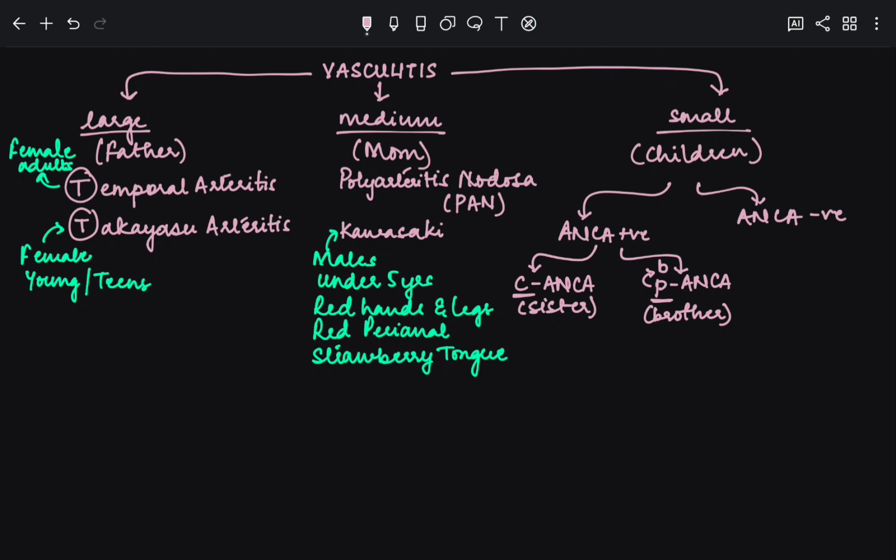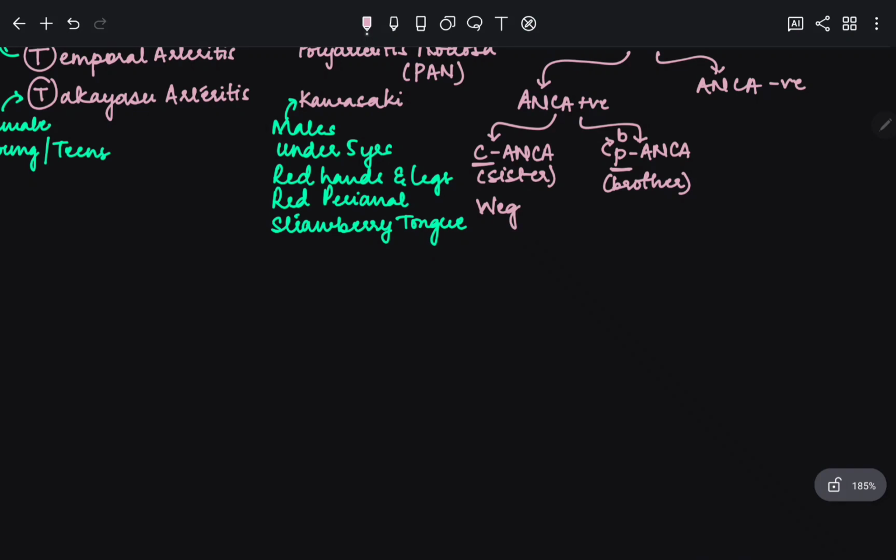So the sister has a tagline called we are Gen Z or we are the Jenners. So we Jenners, Wegener's disease is C ANCA positive. Now the brother is the younger child, as I mentioned, hence he is microscopic. And since we flipped the P to make it a B, therefore we have to give P its importance, its respect. Hence, we start the name with a P. Therefore, microscopic polyangiitis.